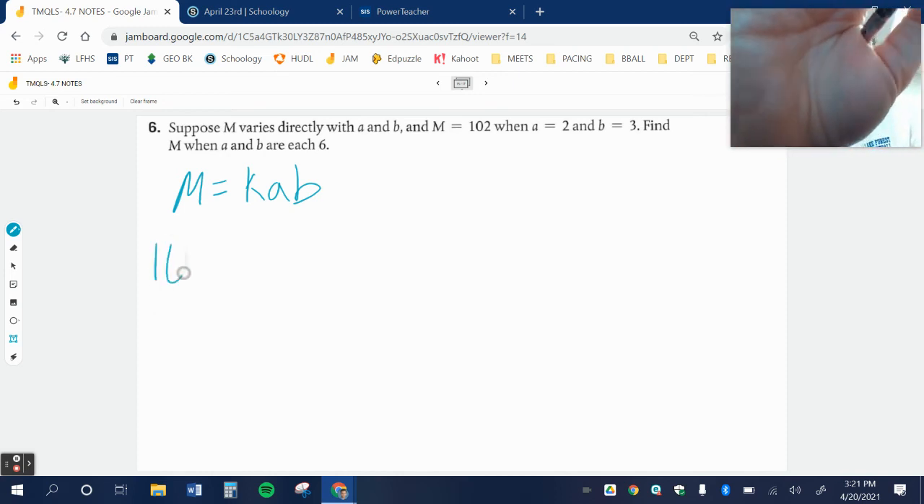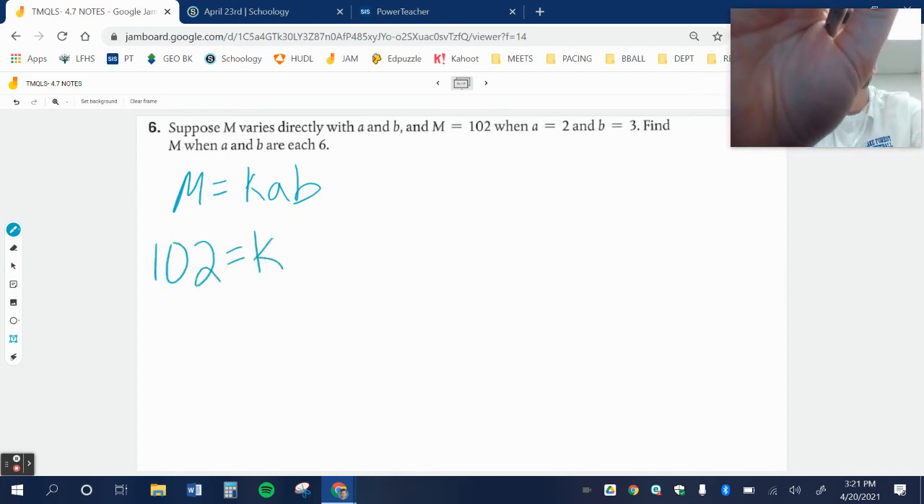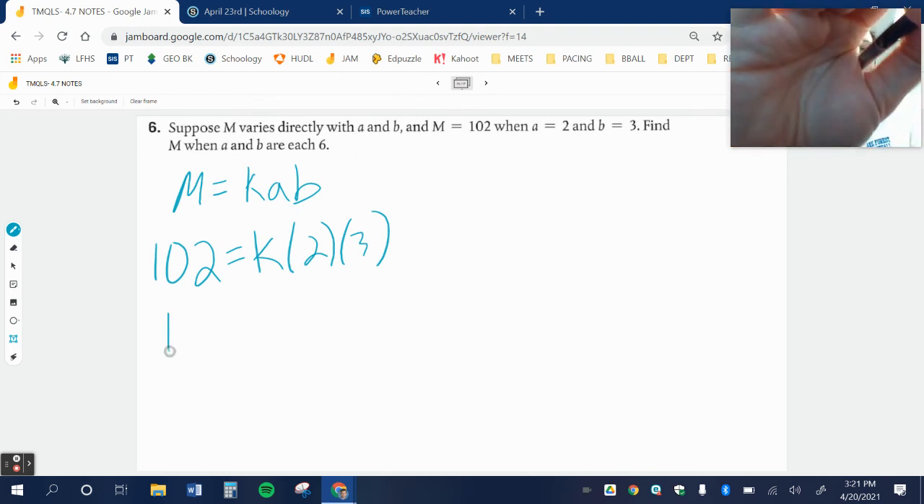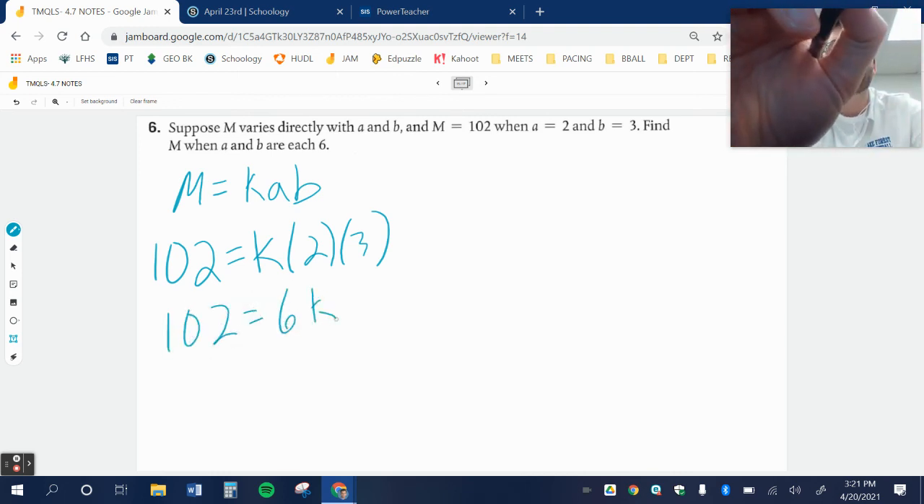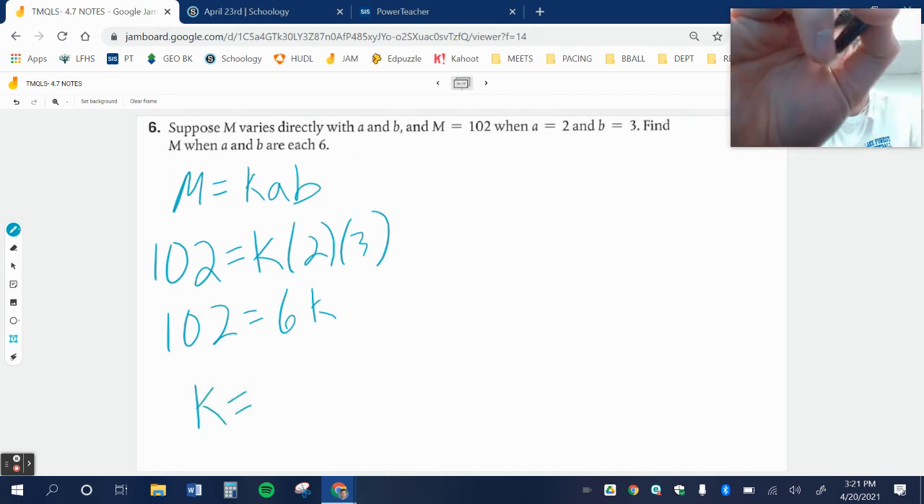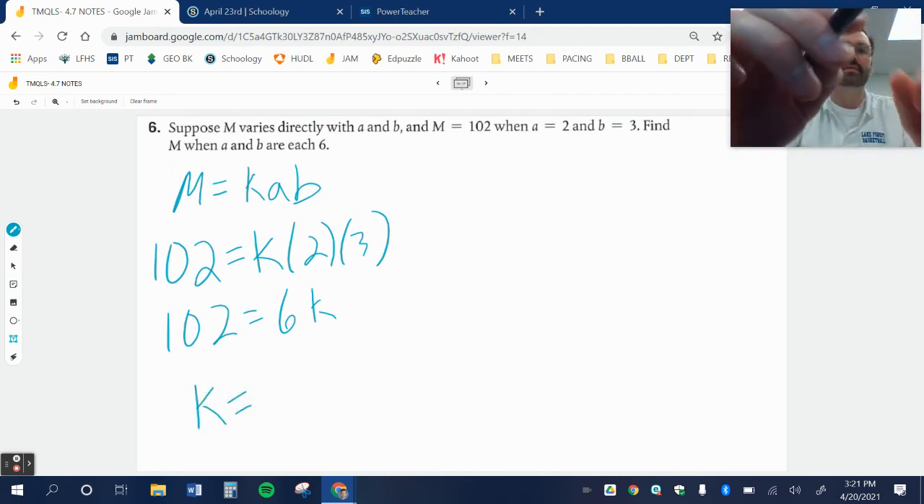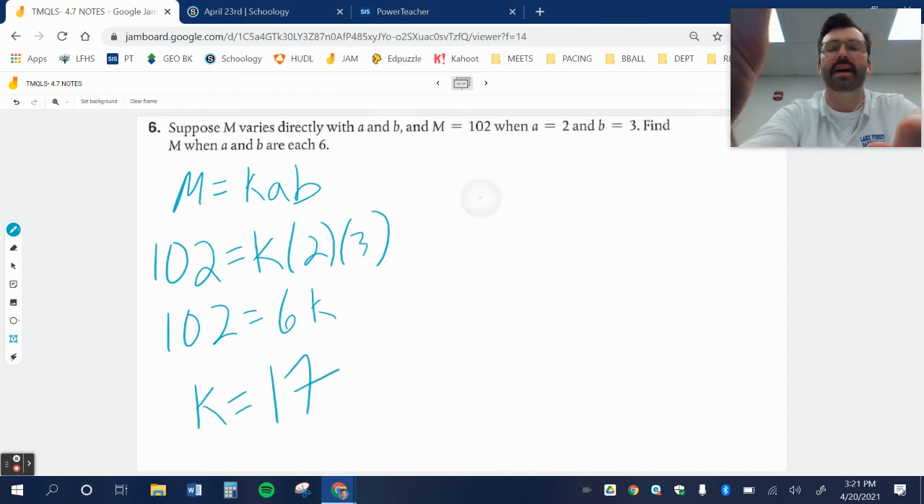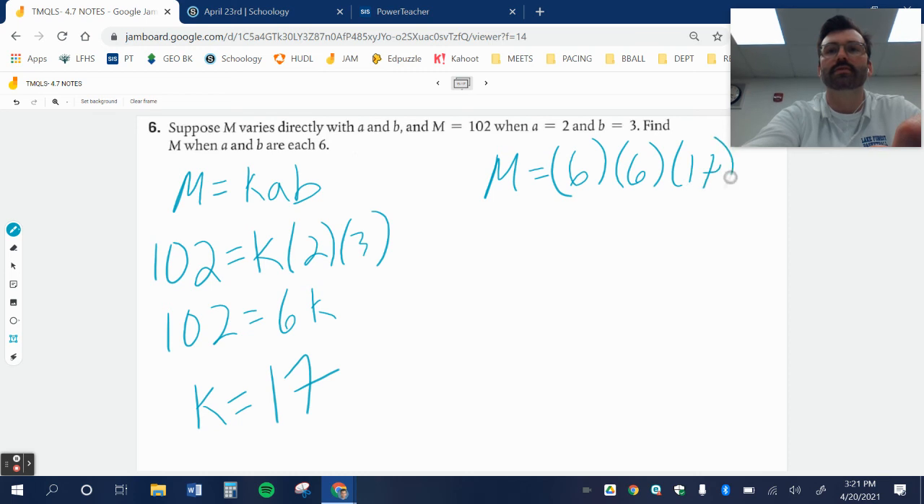So I'm going to use that first part to help me find my k value. And that's the first step more times than not. So 102 equals 6k. Divide both sides by 6. K equals 17. All right. So our next part says find m when a and b are both 6. Do 6 times 6 times 17. 36 times 17, I got 612.